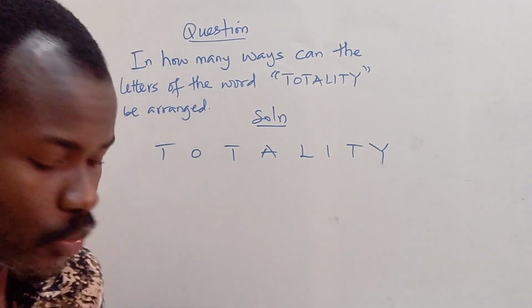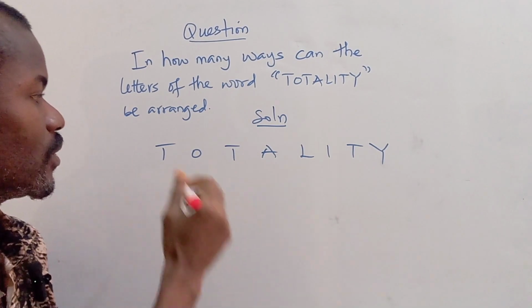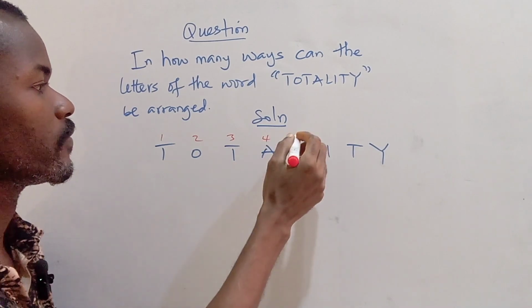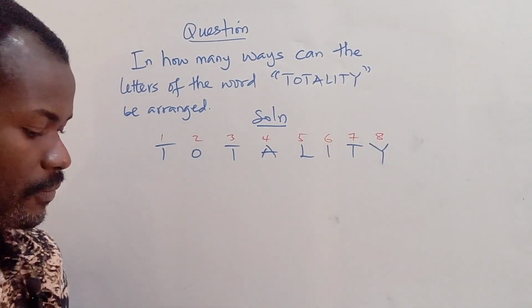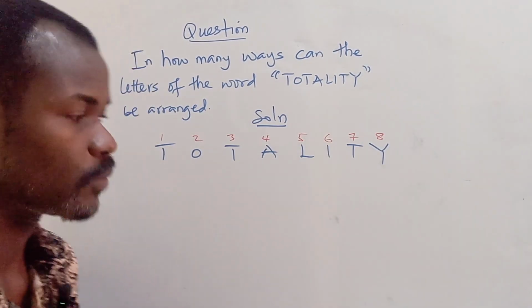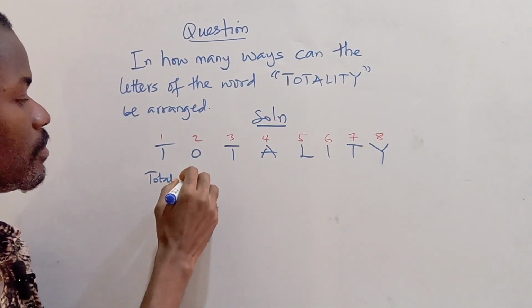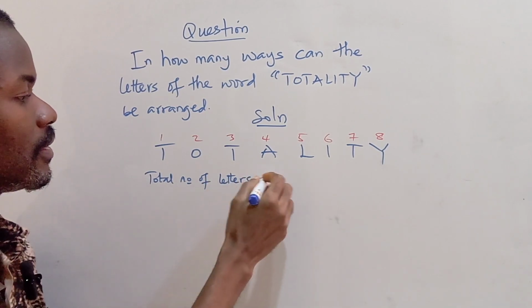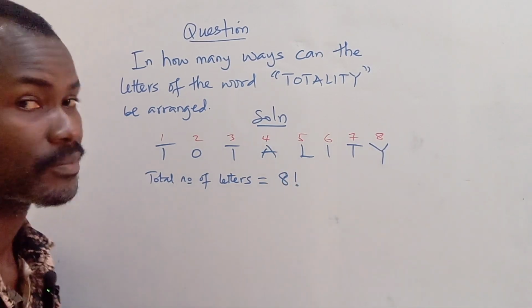Now, the first thing you want to do is number the letters. So I have 1, 2, 3, 4, 5, 6, 7, 8. From that we know that the total number of letters is how many? We have 8, so we are going to say 8 factorial.